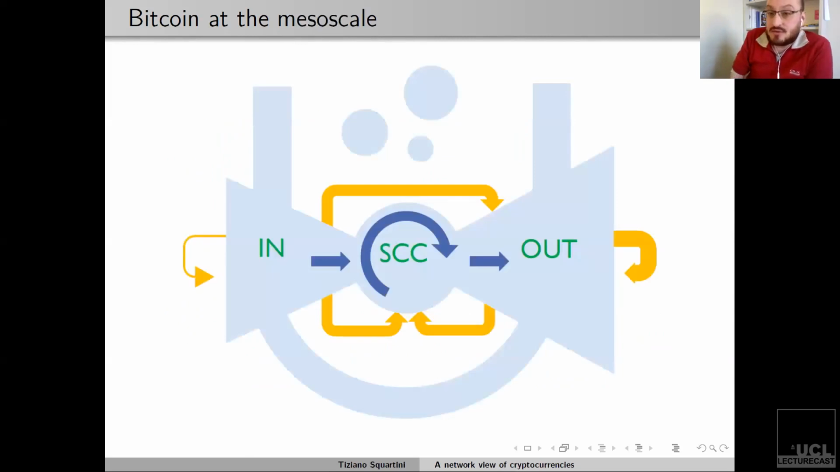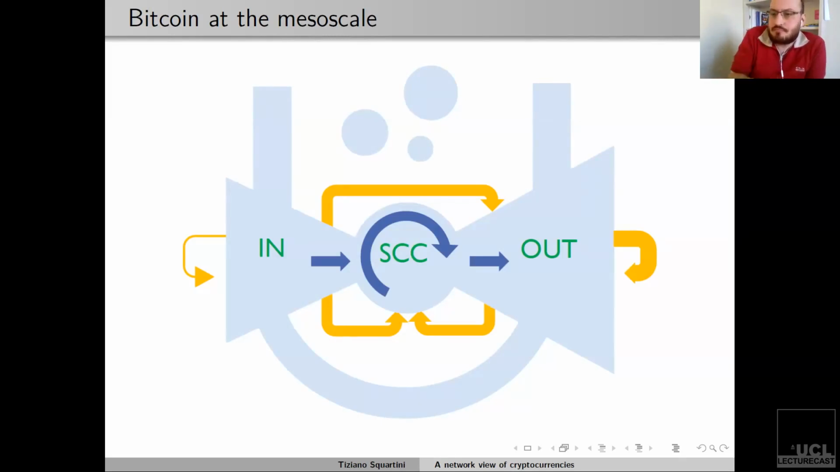Okay, what about the mesoscale structure of Bitcoin? Well, at the mesoscale structure, we found evidence of a bow-tie structure. The bow-tie structure is a kind of core-periphery structure. So you have a core of nodes which constitute the SCC, strongly connected component. And the characteristic of this core is that you can always find a path from one node in the core to any other node in the core.